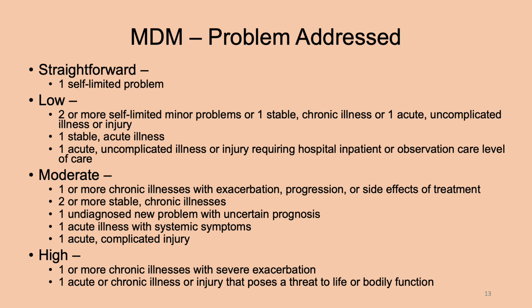So moderate, you go up to 1 or more chronic illnesses with exacerbation, progression, or side effects of treatment. That sounds more familiar with this case. 2 or more stable chronic illnesses, 1 undiagnosed new problem with uncertain prognosis, 1 acute illness with systemic symptoms, and 1 acute complicated injury. Some of that. But look at high. High is 1 or more chronic illnesses with severe exacerbation, and 1 acute or chronic illness or injury that poses a threat to life or bodily function. That sounds like it to me.